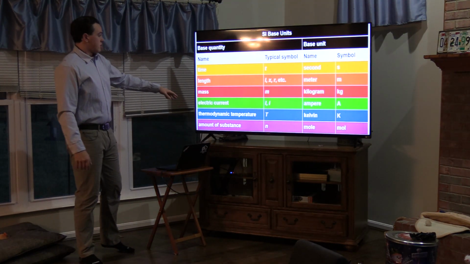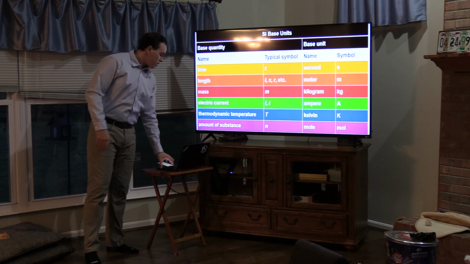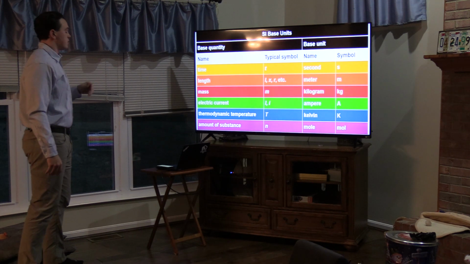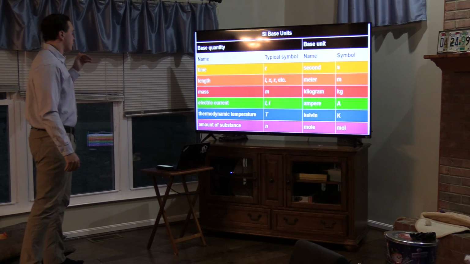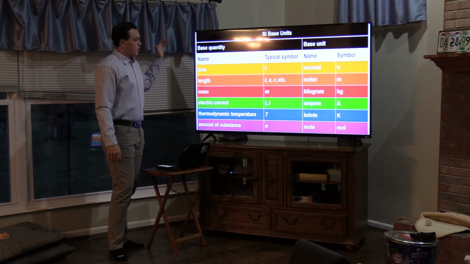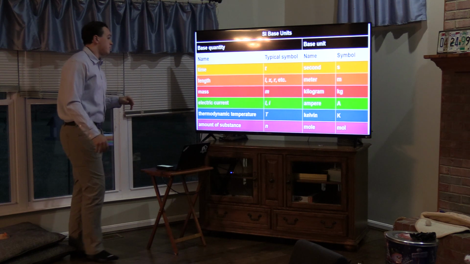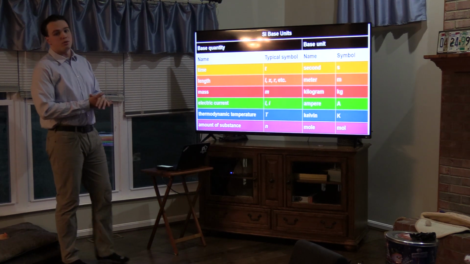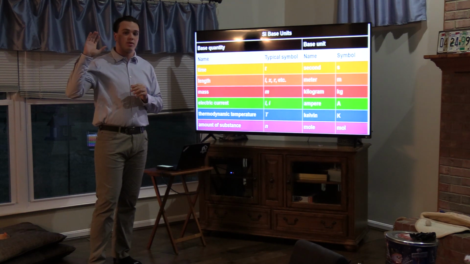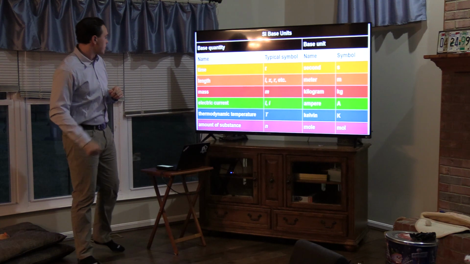So our SI units, the way these work, we have time, length, mass, electrical current, thermodynamic temperature, and amount of substance. We measure time in seconds, we measure length in meters, mass in kilograms. The reason we do mass in kilograms is mostly because of physicists that are measuring planets, and trying to measure everything in grams would be too much of a pain in the butt.